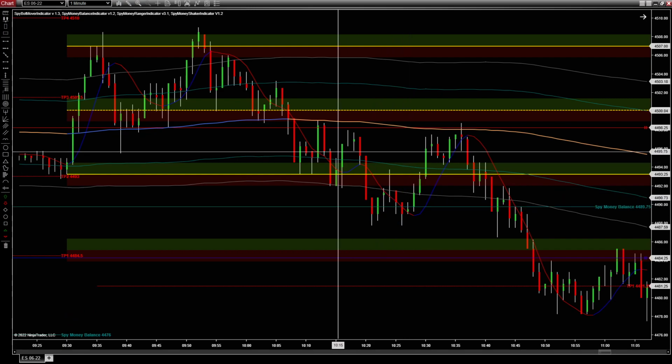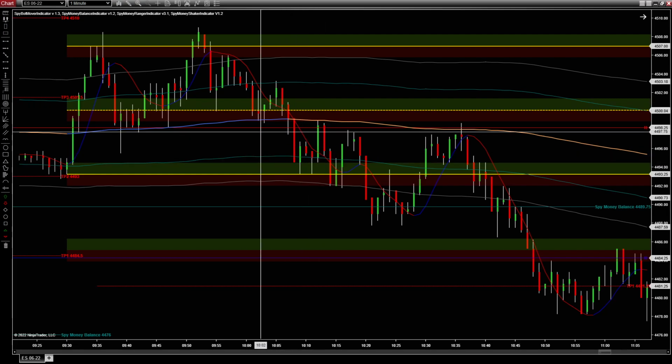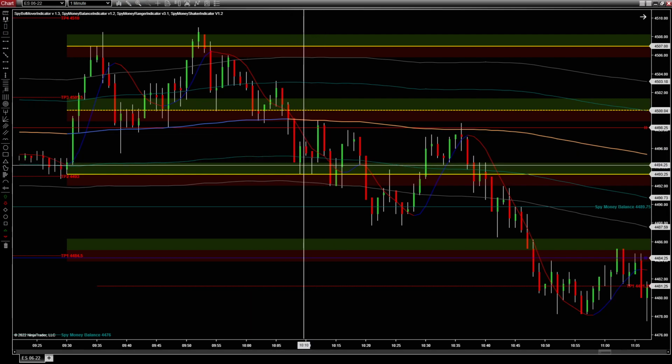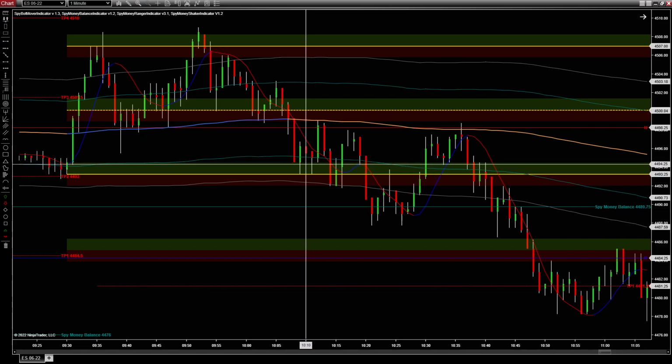Well, I'll do the SuperTrend next. I kind of like to see the Ranger on here just so that I can see where a zone is. A lot of times the zone will kind of get you out a little bit quicker.